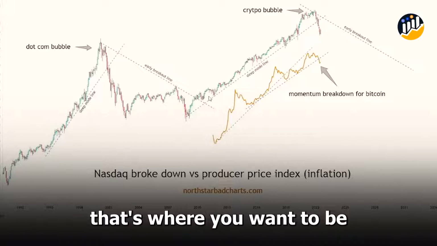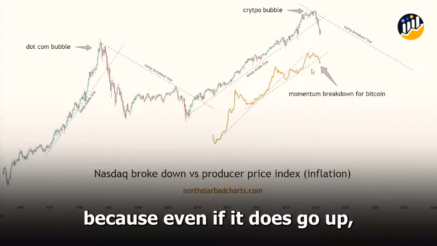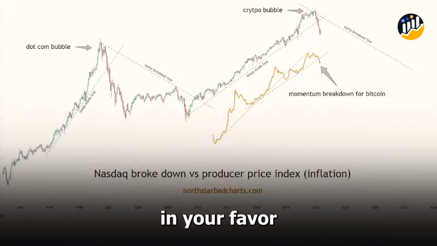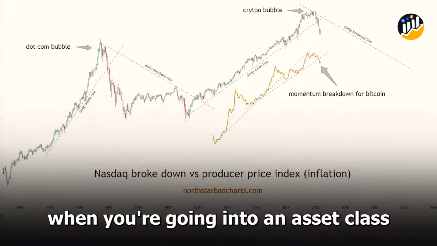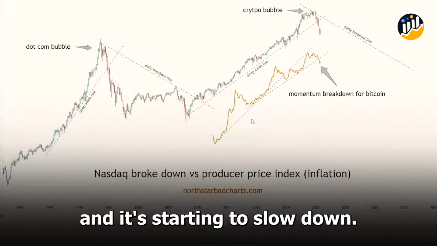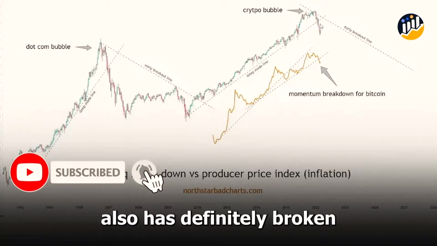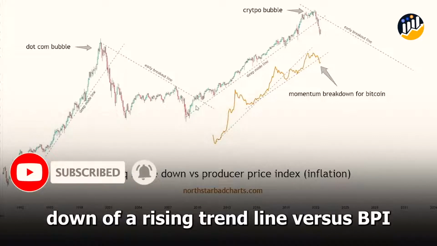That's where you want to be. You don't want to be there when the momentum's slowing down, because even if it does go up, Paul, you're not putting the odds in your favor when you're going into an asset class which has run for 10 years, did great returns, and it's starting to slow down. And right now we see the NASDAQ also has definitely broken down of a rising trend line versus PPI.